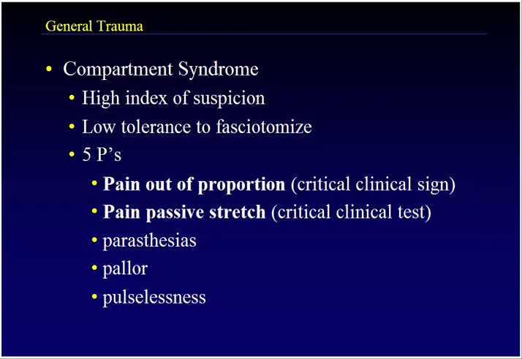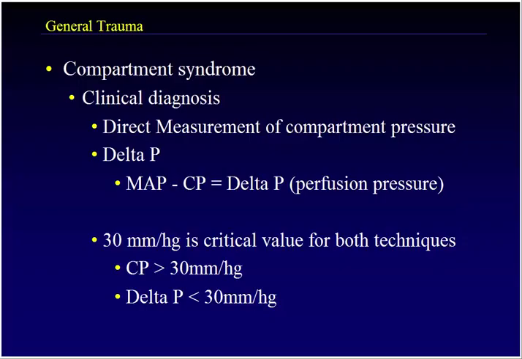For the diagnosis of compartment syndrome, you can measure the compartment pressure directly using a Stryker needle technique or some other similar technique. And remember that the most sensitive indication for a compartment syndrome is the delta P, which is the difference between the compartment pressure and the diastolic blood pressure. This slide says the mean arterial pressure, but it's really the diastolic blood pressure, and that's what defines the perfusion pressure that the extremity is seeing.